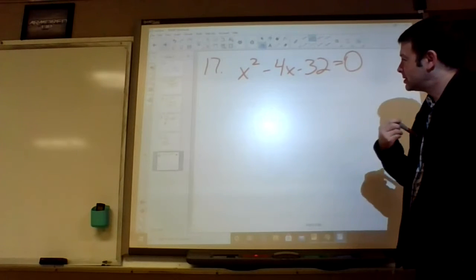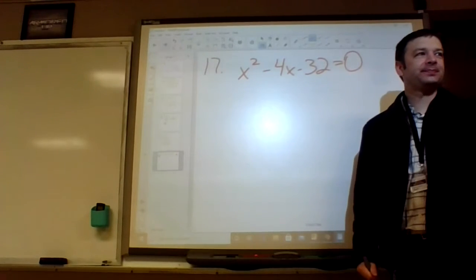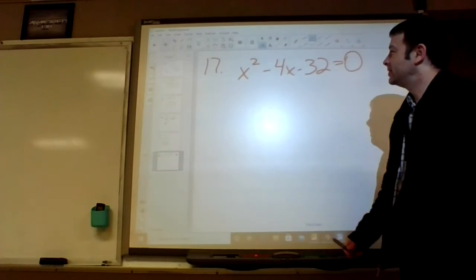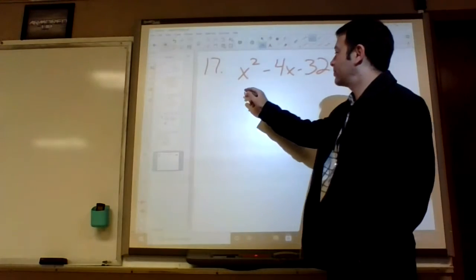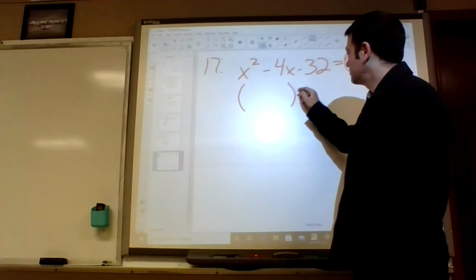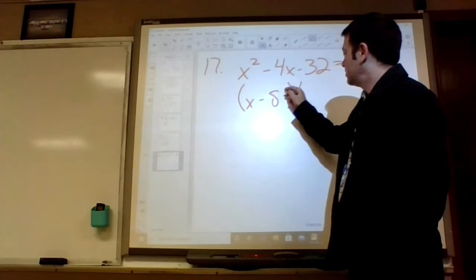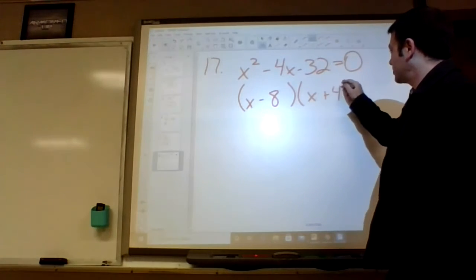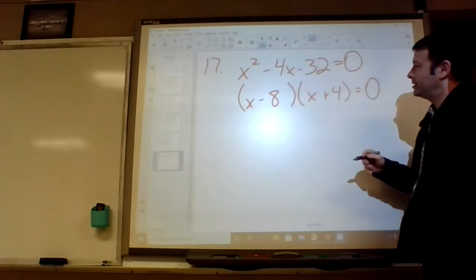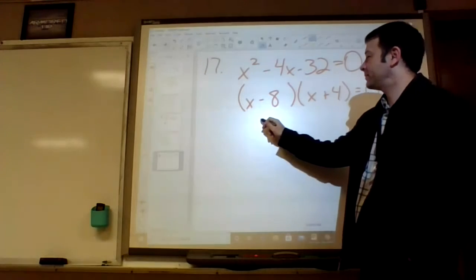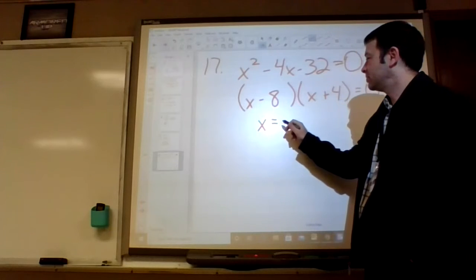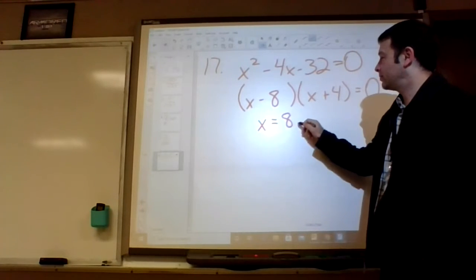6 and 6. Nope, that's 36. No, 8 and 4. 8 and 4, right? How do I get negative 4 out of 8 and 4? You do x minus 8 times x plus 4. Am I done? No, I'm solving for x. What does x equal? 8 and negative 4. Right, 8 and negative 4.